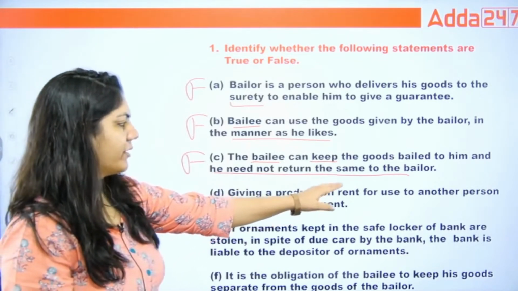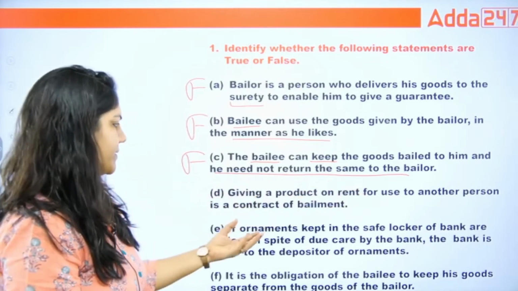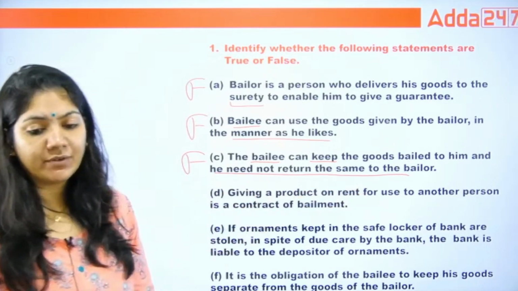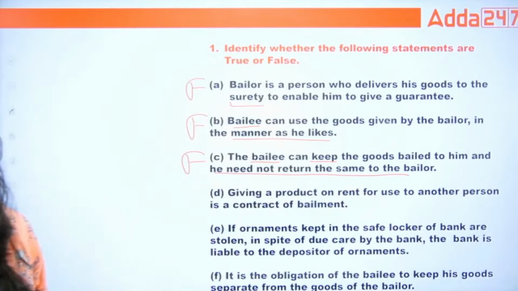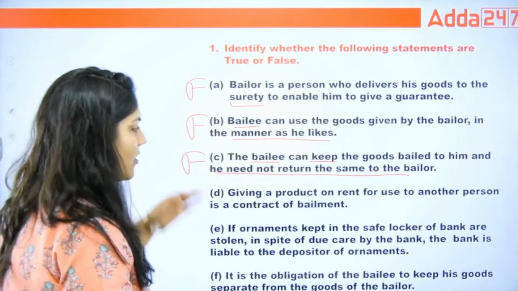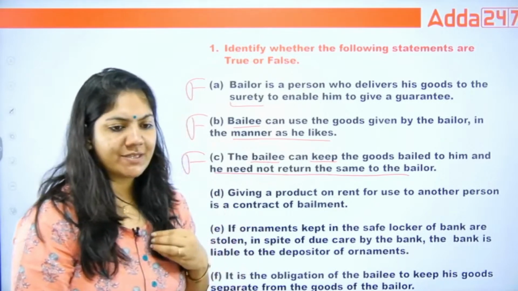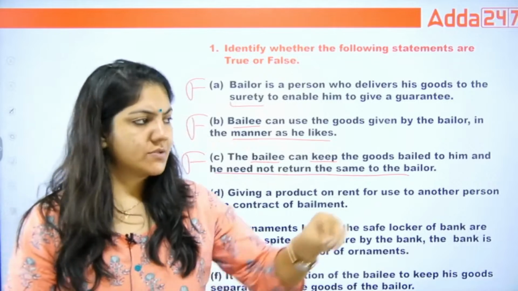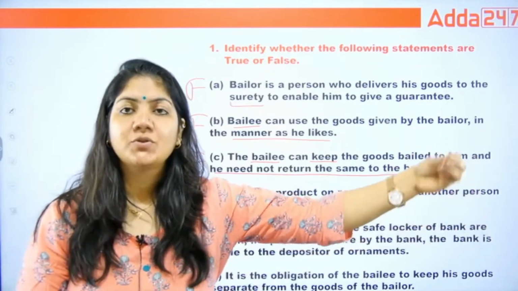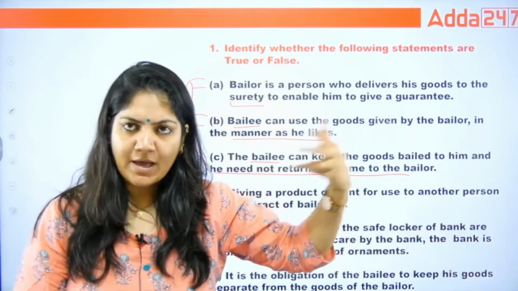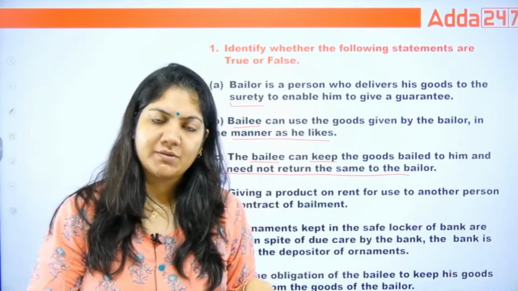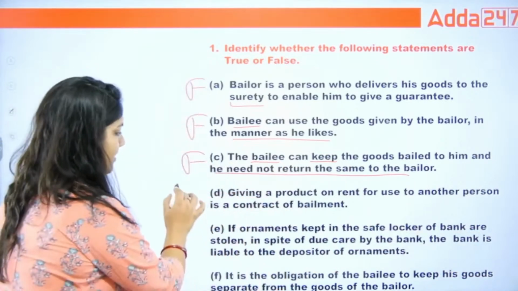Giving a product on rent for use to another person is a contract of bailment. Very good example. Everybody has to give me the answer. Yes, D. Suppose Nikita ma'am is giving her car to another person for 10 days, and after 10 days I just take my car back. So this is bailment. The answer is absolutely right.